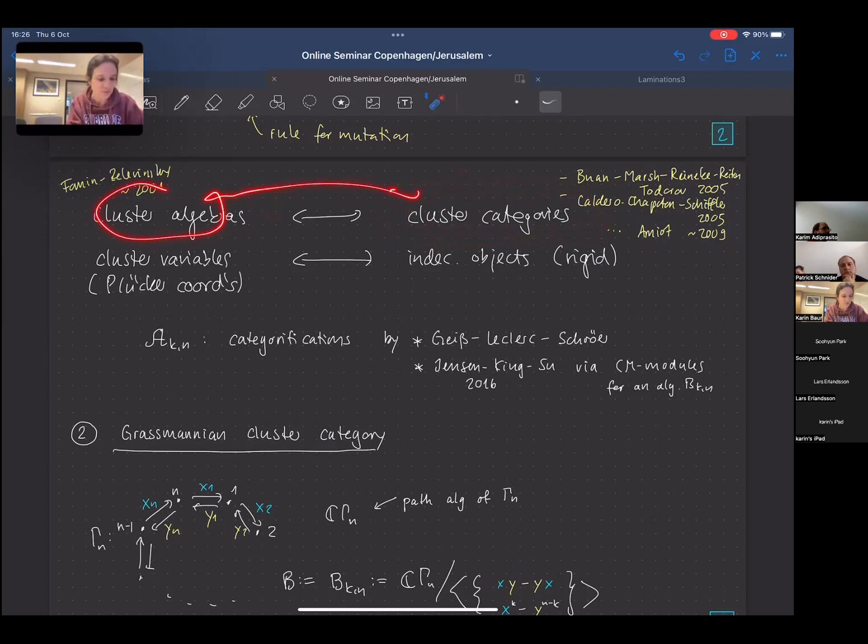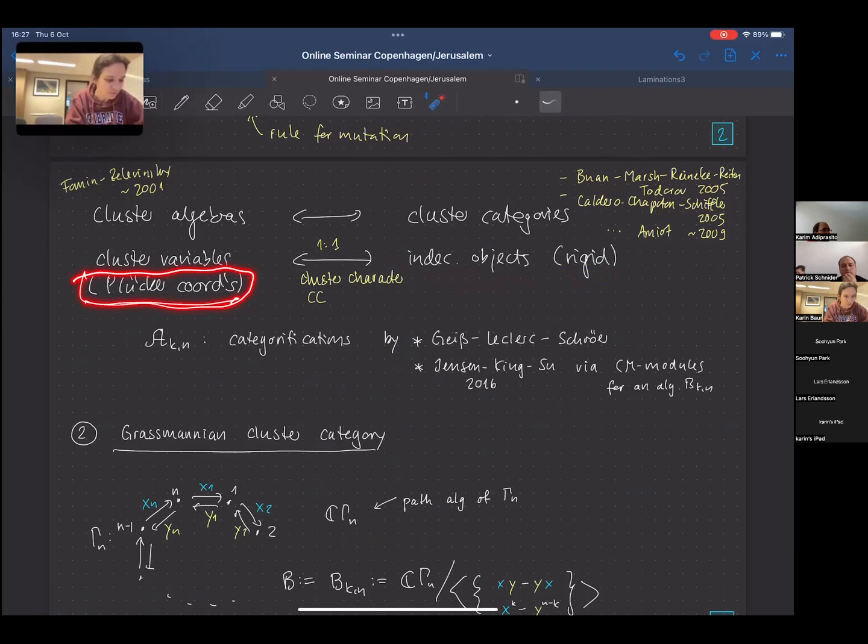Well, in these categories of modules, and I'm going to explain a bit more what these look like, we have building blocks, which are the indecomposable objects. So it's not just simple objects. Indecomposable, we cannot write them as direct sums of smaller objects, and they have to be rigid, which is a technical condition. And there will usually be a bijection between them and the cluster variables, and that's sometimes called the cluster character map, or CC for Caldero-Chapoton, or for cluster character. In our setup today, the cluster variables arise first from Plücker coordinates, and then they get more and more complicated. The indecomposable objects will have a counterpart, so there will be modules for the Plücker coordinates indexed by the K-subsets.